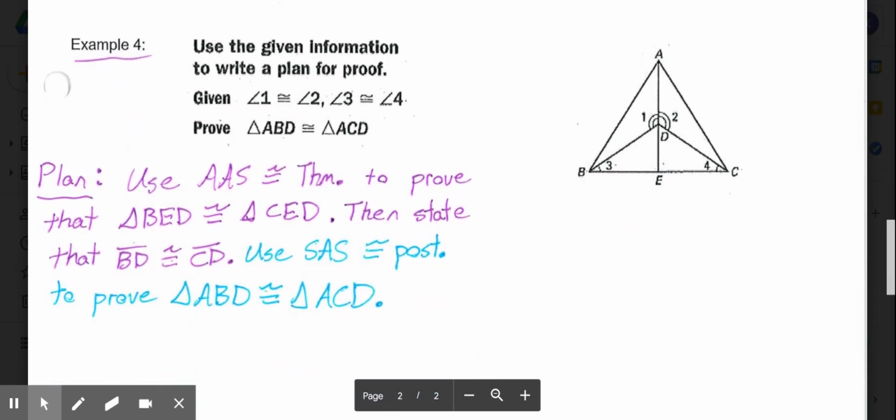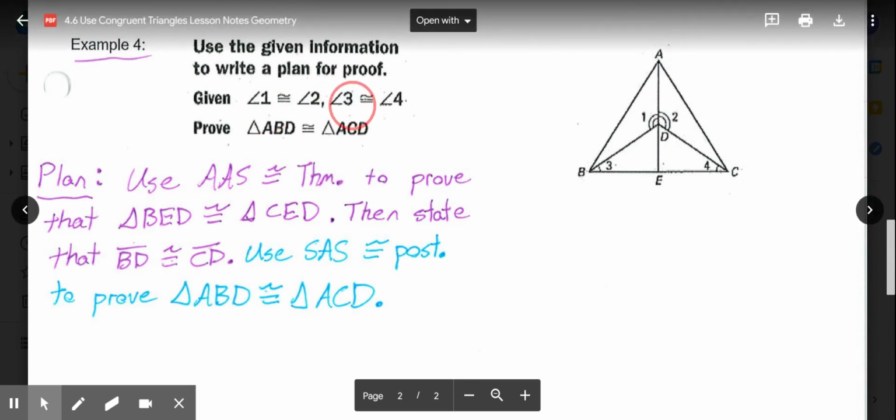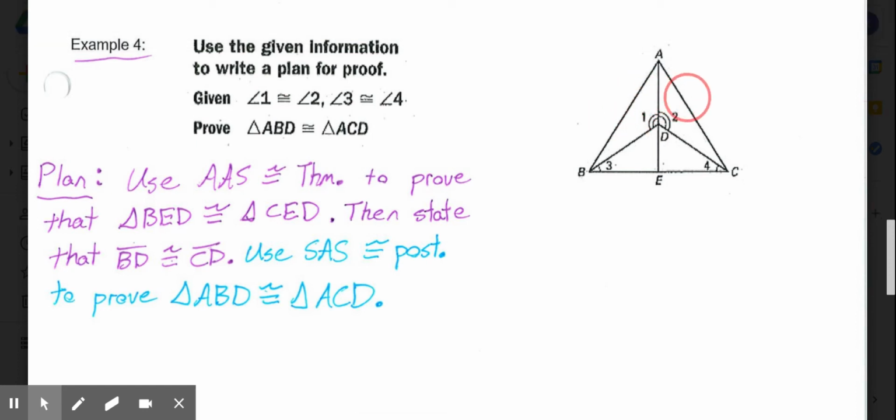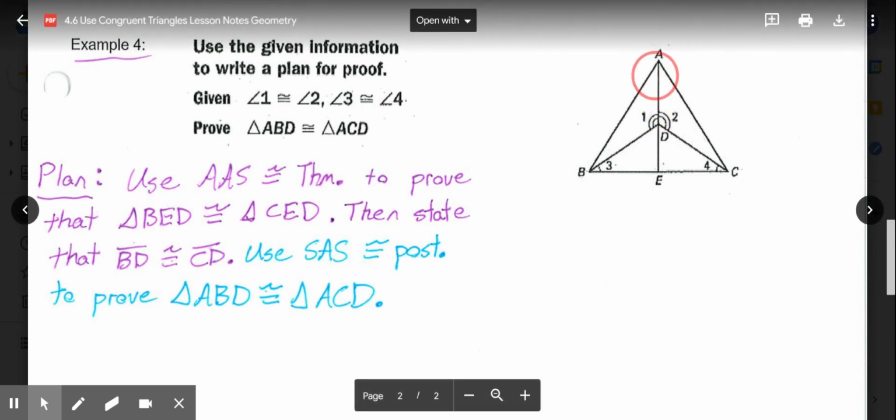Example 4. Use the given information to write a plan for the proof. So they don't want us to write out the whole official proof, just the plan. So I'm going to look at my given info and then just write out a general plan. Based on my given, they gave me two angles here, and I can see that looking at triangle ABD, this one here, and triangle ACD, this one here, I can see that they share at least one side.